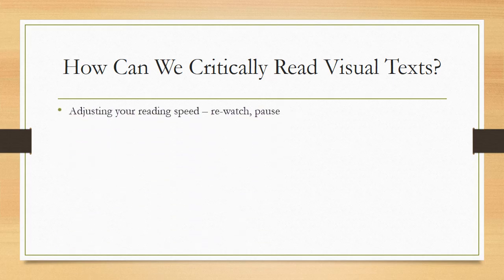So adjusting your reading speed, you could pause what you are watching. You could watch it multiple times. This would apply to a film or a show. Obviously, you could analyze a painting or a poster, like a still image, and then this wouldn't be as much of a factor. But just like I've mentioned, pausing the lecture to take notes, you want to do that if you're critically reading, not just passively watching, but actively watching a film or a show.